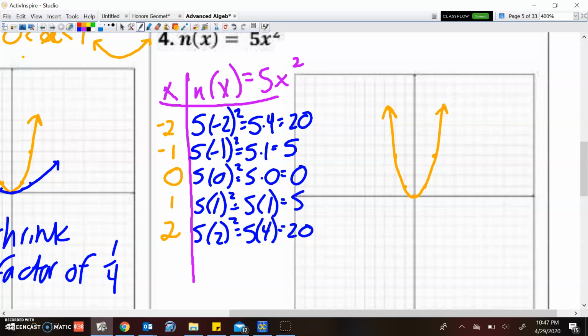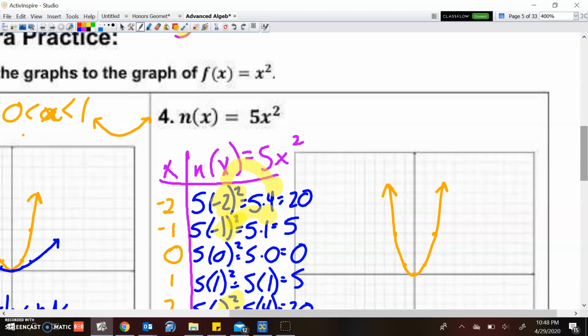I've emphasized it before, but you have to do the exponent first. That's where that 4 comes from, or -2 squared, that's where the +4 comes from. -1 squared, +1. Make sure you do exponents first. So I'm guessing this one's going to be facing up as well, because it's a +5. And because my a value is greater than 1, that's when it's going to get really narrow. It's like that jump rope, that vertical stretch. So I'm thinking it's going to be narrow, and let's see.